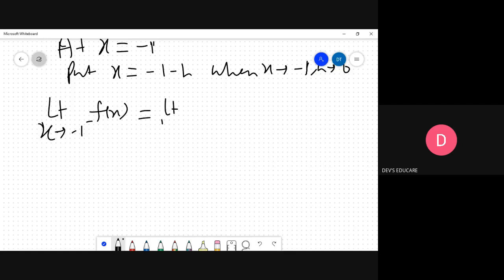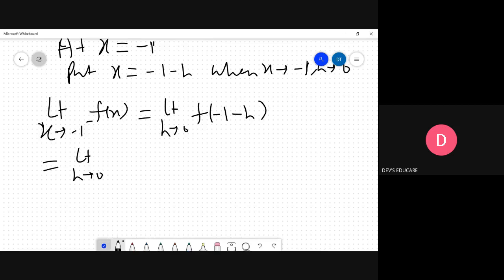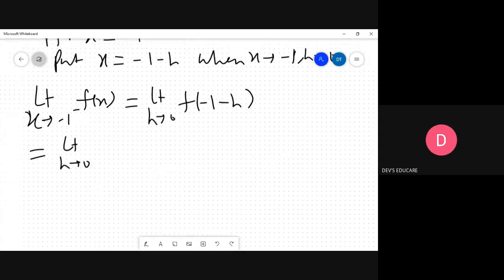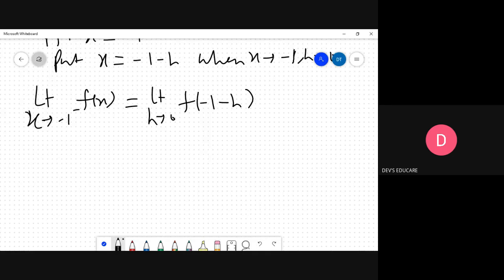In the next step we can write limit h tends to 0 f(minus 1 minus h). The value of the function is minus 2, so simply we shall write minus 2. Limit h tends to 0, f(minus 1 minus h) is minus 2.